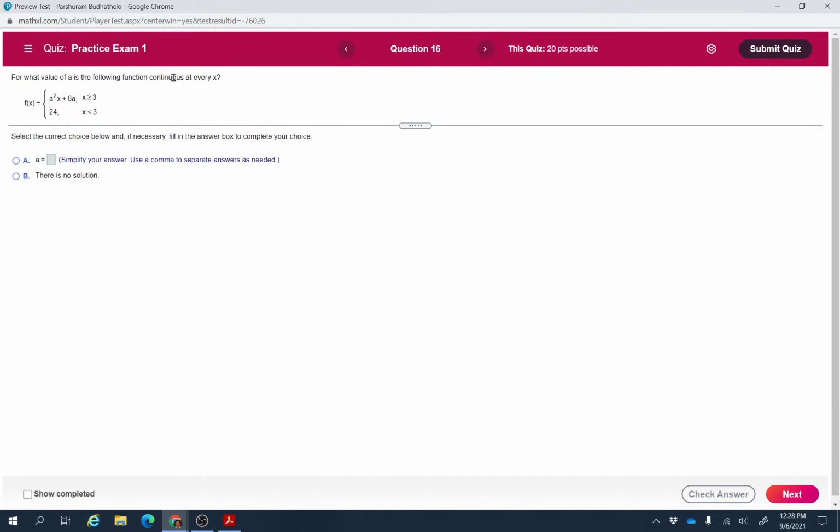Same problem, so I'm going to skip it. Limit from the left side and limit from the right side should be equal for a continuous function. The limit from the left side is 24, and the value of the function at 3 you can find using this function, which is a squared times 3 plus 6 times a, and now you have to solve a quadratic equation. Okay, I'm going to skip it.